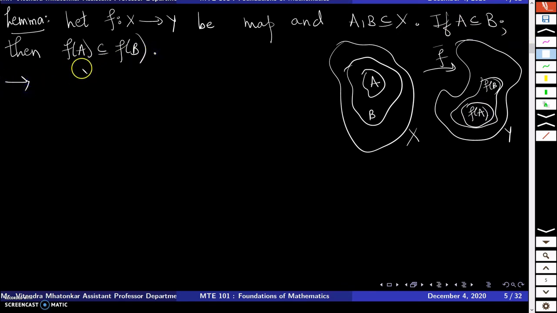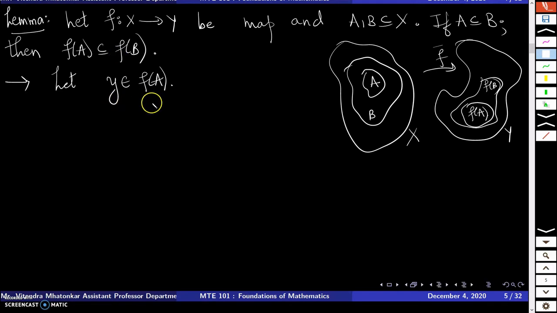So let's try to prove this. We want to show that f of A is a subset of f of B. So we will start with a point in f of A. Let's say some point y is there in f of A. So we have to show that y is there in f of B as well, right?